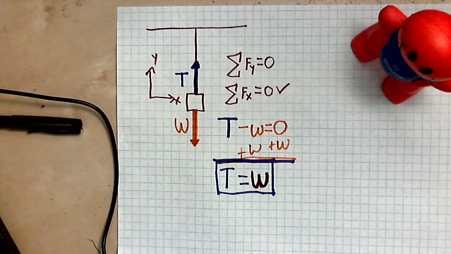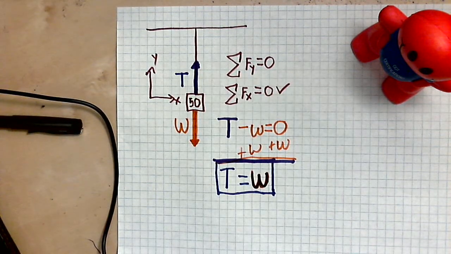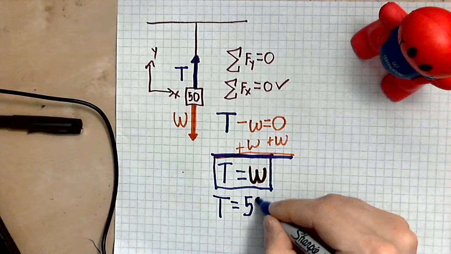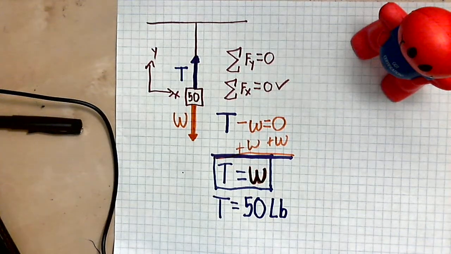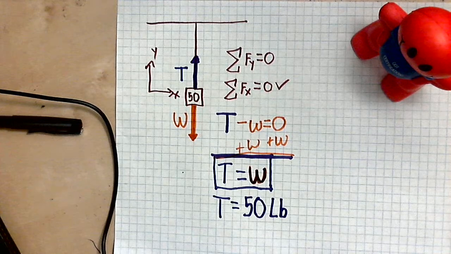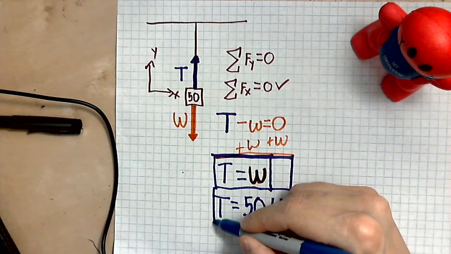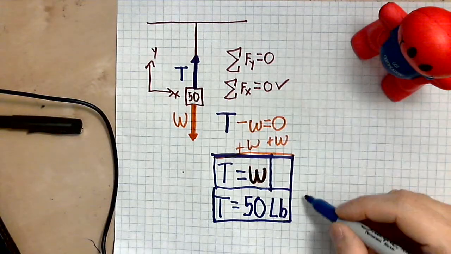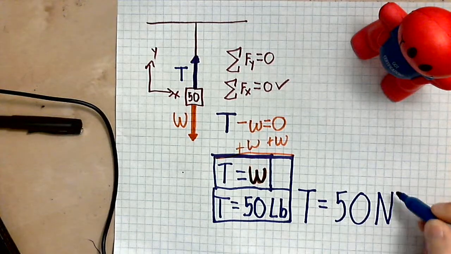And that is it. So say specifically you are told now that this object here is 50. Then what you can write down immediately is that the tension in the rope is equal to 50 pounds. Or, of course, if this is in newtons, as might be the case, depending on how you're working the units, then you might be told that this is 50 newtons, and then the tension would be written as T equals 50 N for newtons.